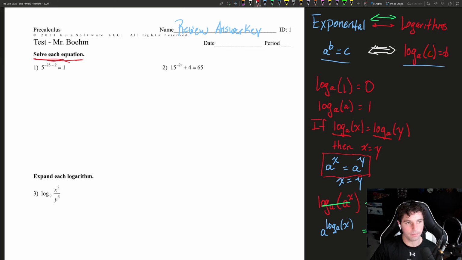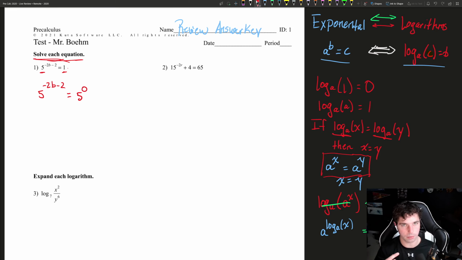Okay, the first thing I look at when I see these is the two bases, right? So we have base 5 and base 1. And then I ask myself, is there any way to write those things in the same base? And there is, if you understand those properties of exponents. Okay, so we can rewrite 1 as 5 to the power of 0, right? Anything to the power of 0 is always going to be 1.